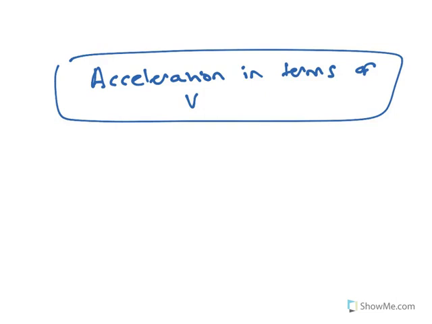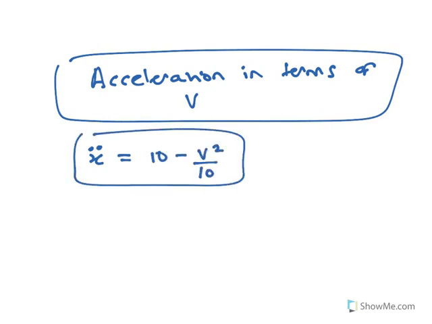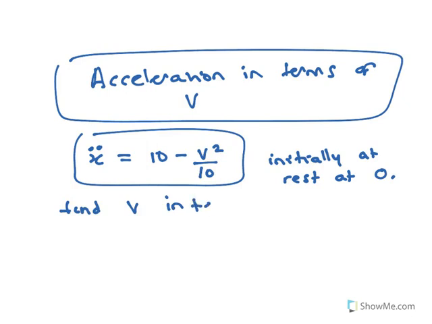Okay, so I just want to do a couple of questions where we have acceleration in terms of V. And then we're going to look at resisted motion. So if the acceleration is in terms of V, say we have 10 minus V squared on 10, and initially it's at rest at O. Then what we want to do is find V in terms of X.